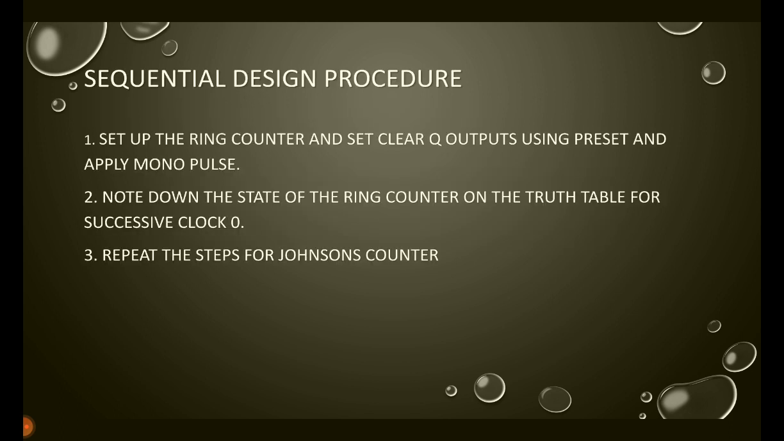Sequential design procedure. Set up the ring counter and set clear Q output using preset and apply monopulse. Note down the state of the ring counter in the truth table for successive clocks. Repeat the step for Johnson counter.